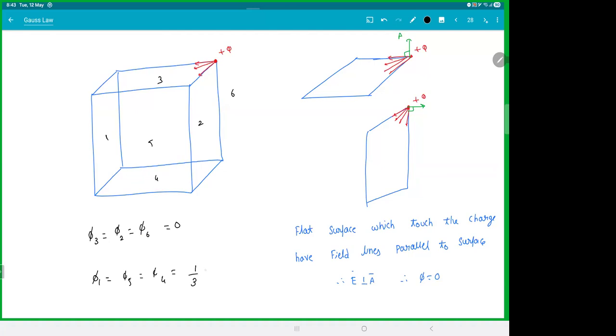That should be 1/3 of the total flux. What is the total flux? Q by 8 epsilon. So that will be Q by 24 epsilon. Is that making sense? The total cube will get only 1/8 of the flux. In that 1/8, only these three faces, 1, 4, 5, will have flux. 3 to 6 will not have any field lines crossing them. They'll just be parallel to the surface.